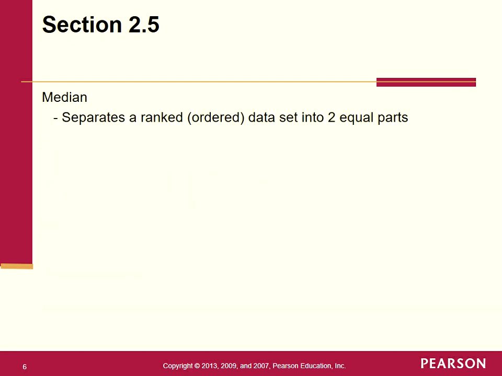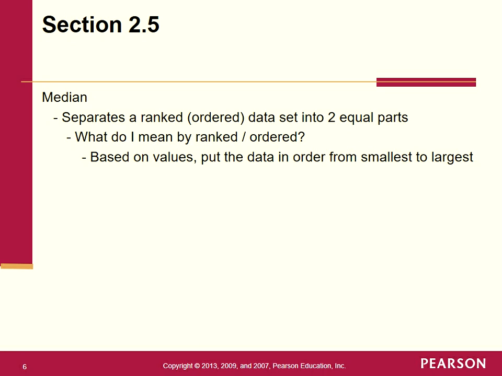The median. The median separates a ranked or ordered data set into two equal parts based upon the number of observations. So what do I mean by ranked or ordered? You probably understand this already: based upon the values, we're going to put the data in order from smallest to largest. We're going to rank them. We're going to order them.